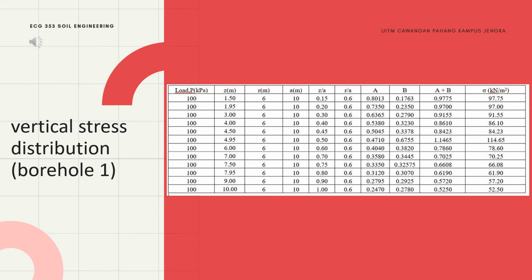So this table shows how we calculate the vertical stress due to the weight of the water tank. First, we need to assume the values of R and A in meters. The value R is a constant value of 6 meters and the A for borehole 1 is 10 meters. And then we need to calculate Z over A and R over A. From that we can determine the values of A and B from the table of influence factor for vertical stress due to uniformly loaded.